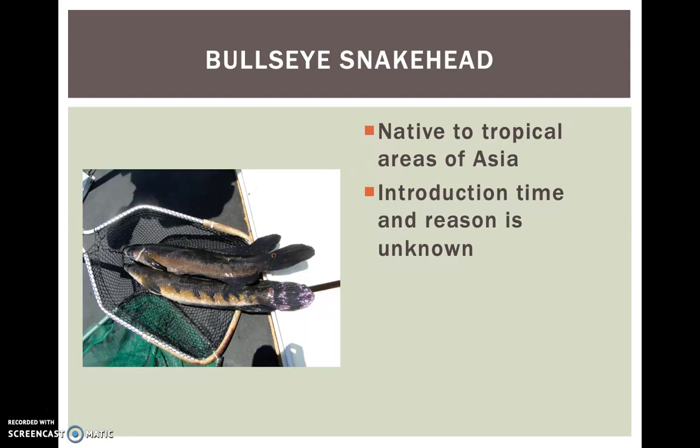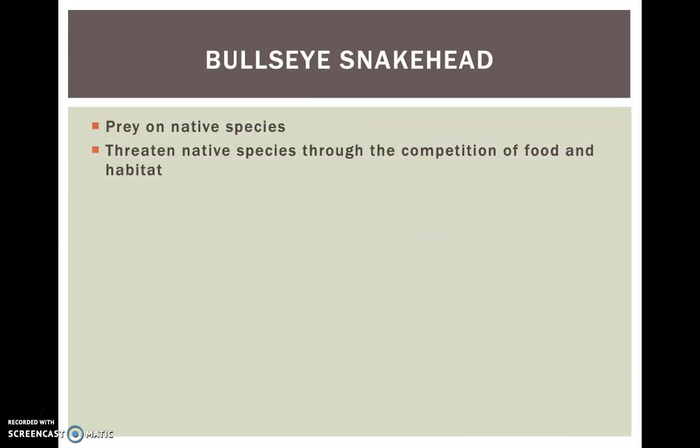The bullseye snakehead. Native to tropical areas of Asia, the introduction to the ecosystem is unknown, either time or reason. The bullseye snakehead preys on native species. They threaten native species through competition for food and habitat.